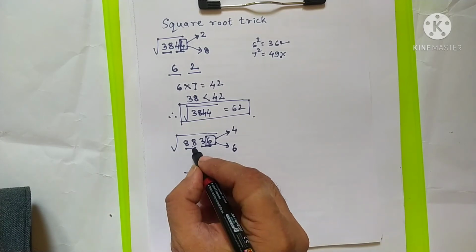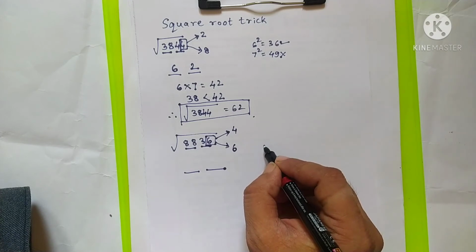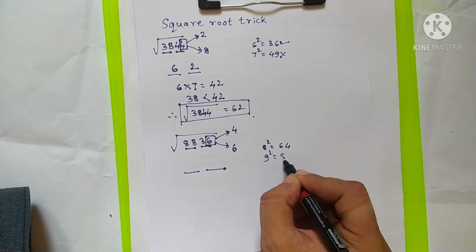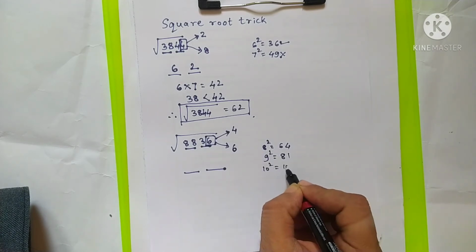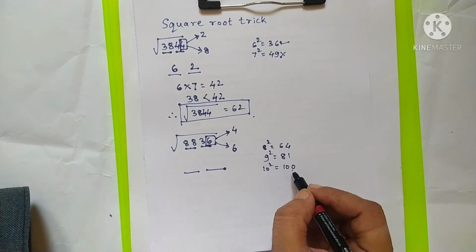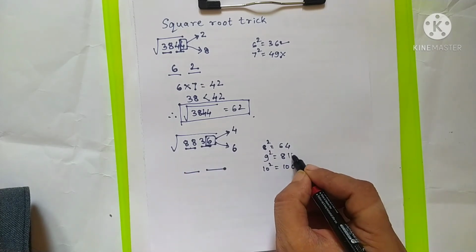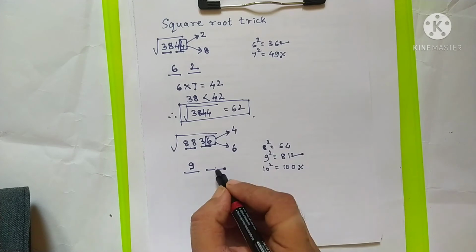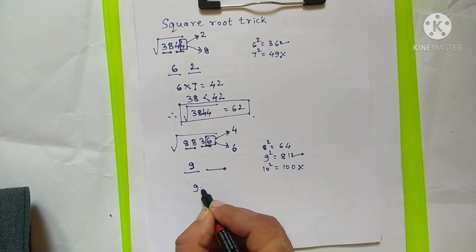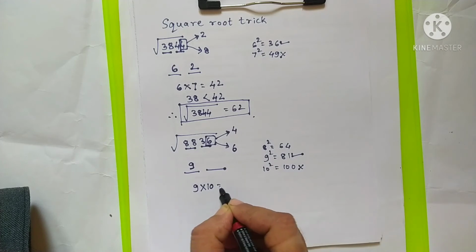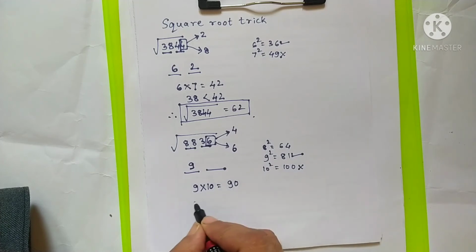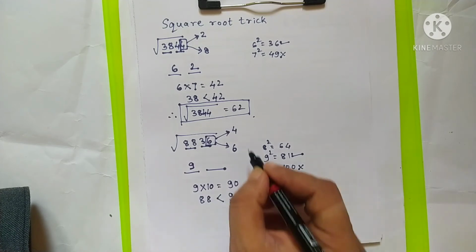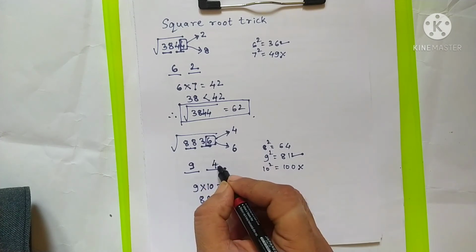And for this tens place, take this 88. You can observe that 8 square is 64, 9 square is 81, 10 square is 100. Now this 88 is less than 100, so you can't take this 100. 81 you have to take, so that is 9 comes in the tens place. For the units place, take this 9, multiply by its next number 10, 9 times 10 is 90. Observe 88 is less than 90. Less than means take the smaller number. 4 comes in the units place.